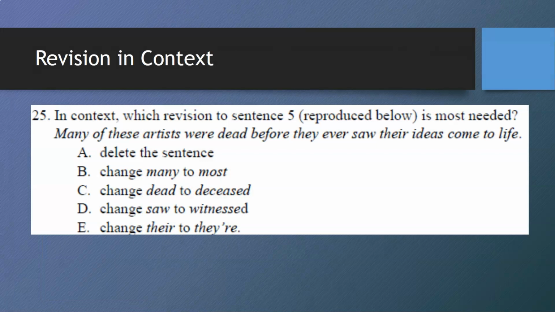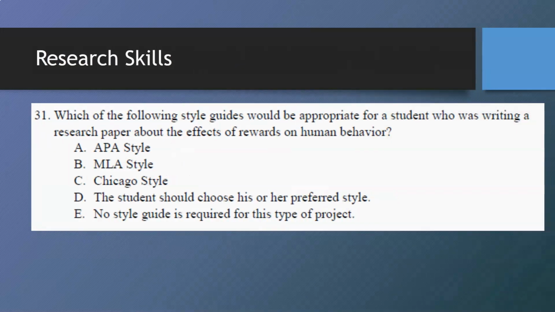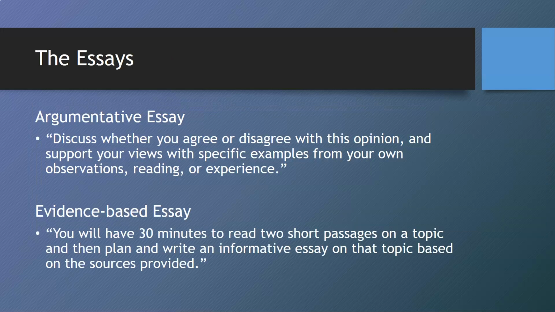Revision and context questions require the reader to consider organization, word choice, style, tone, and conventions of written English for sentences pulled from a longer passage. Finally, the research skills questions address the types of sources, evaluating the quality of sources, and strategies for researching a topic and organizing a paper.